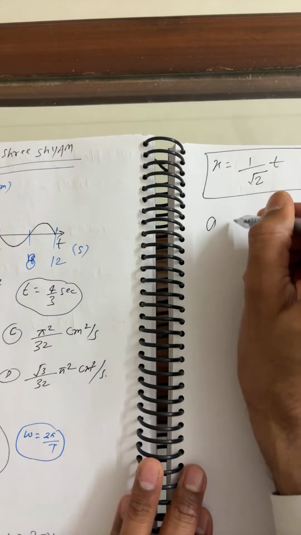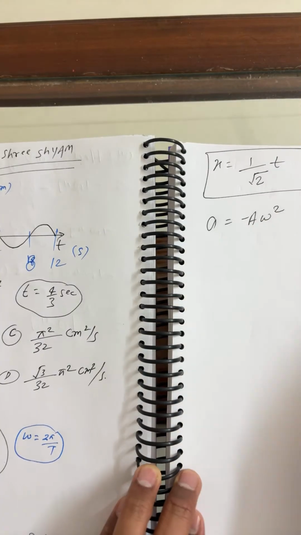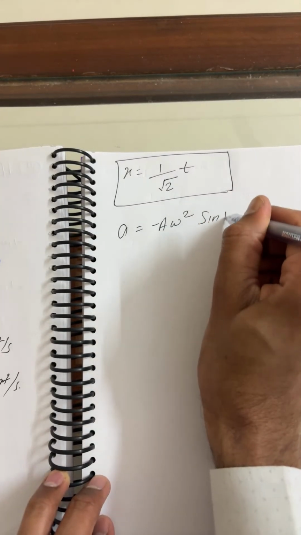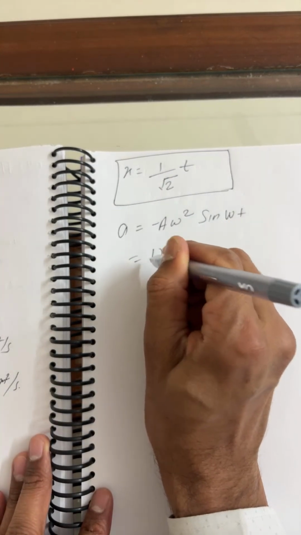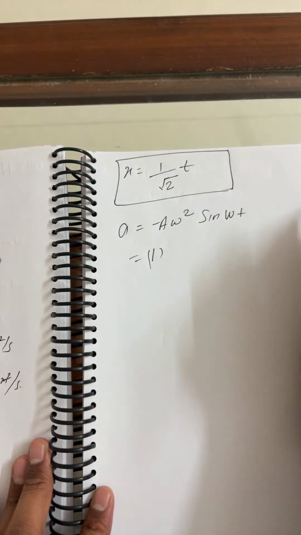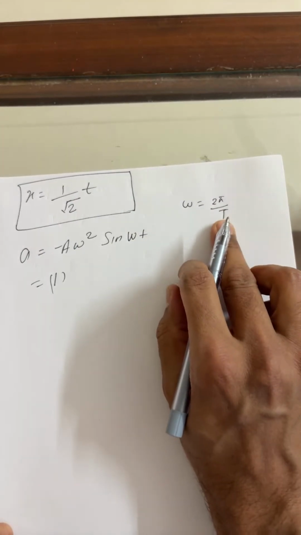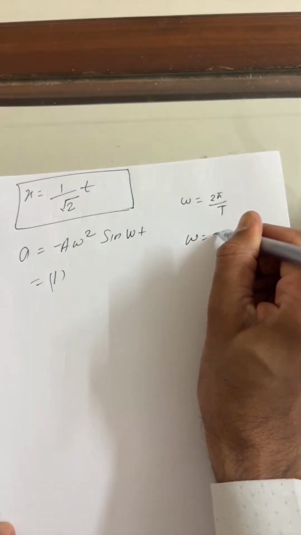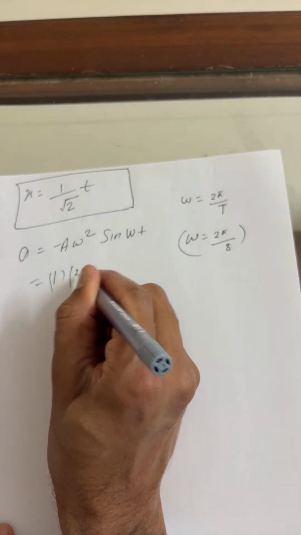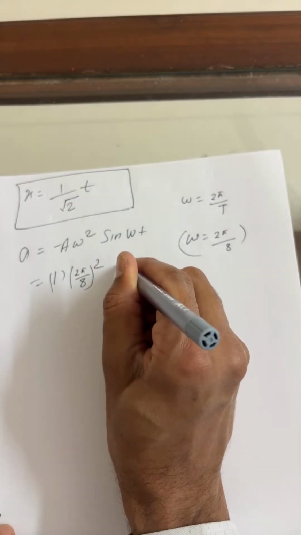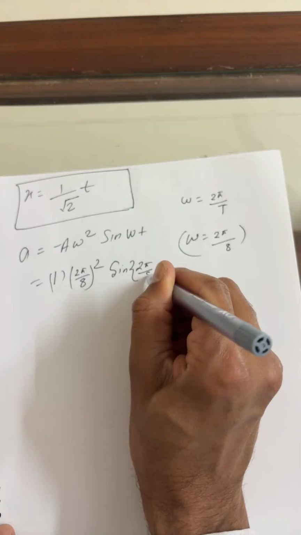Acceleration we are interested to find. So a is equal to what? Acceleration is equal to minus A omega square sine omega t. A remains 1, there are no changes, it remains 1 centimeter, omega square. So omega you can write as 2 pi by T, and T is what? It's the time period. So you can write 2 pi by 8, the whole square. Here sine, omega you can write 2 pi by 8.